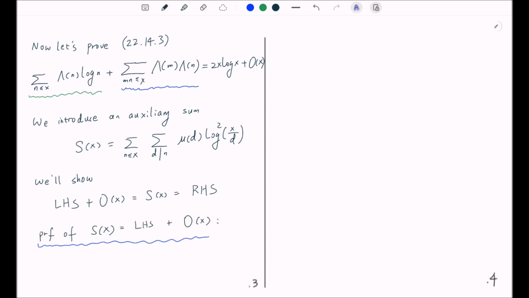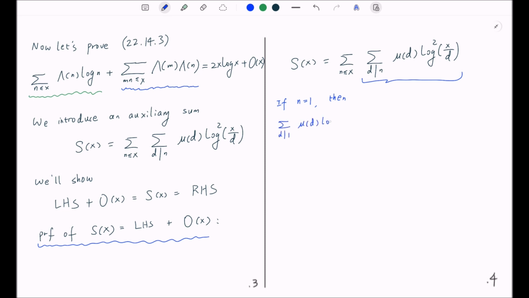To prove this, we're going to start with the definition for S of x. What we do is that we're going to study first the inner summation for each n less than or equal to x. If n is equal to 1, then the summation is equal to simply log of x squared. And if n is bigger than 1, then the sum will be equal to, now let's break up this log of x divided by d squared.